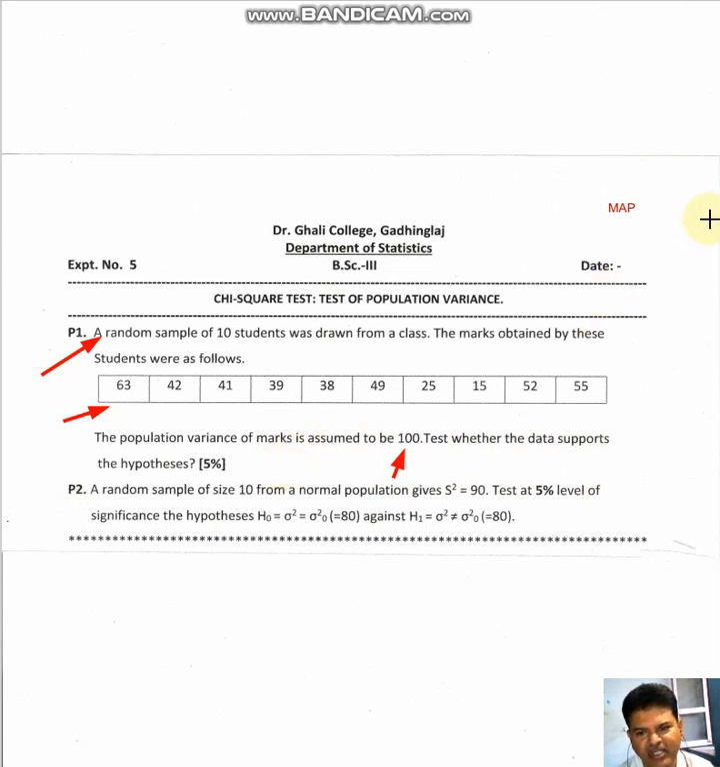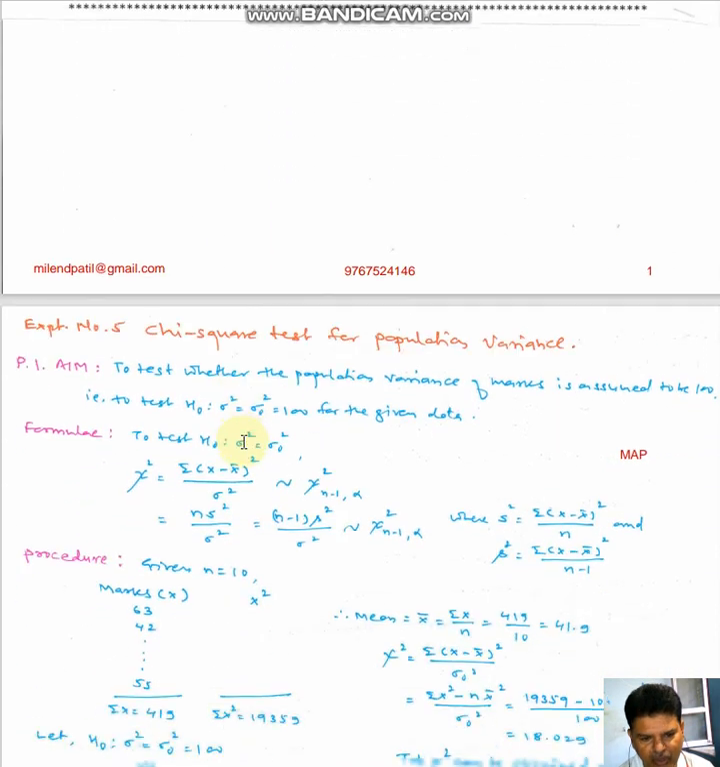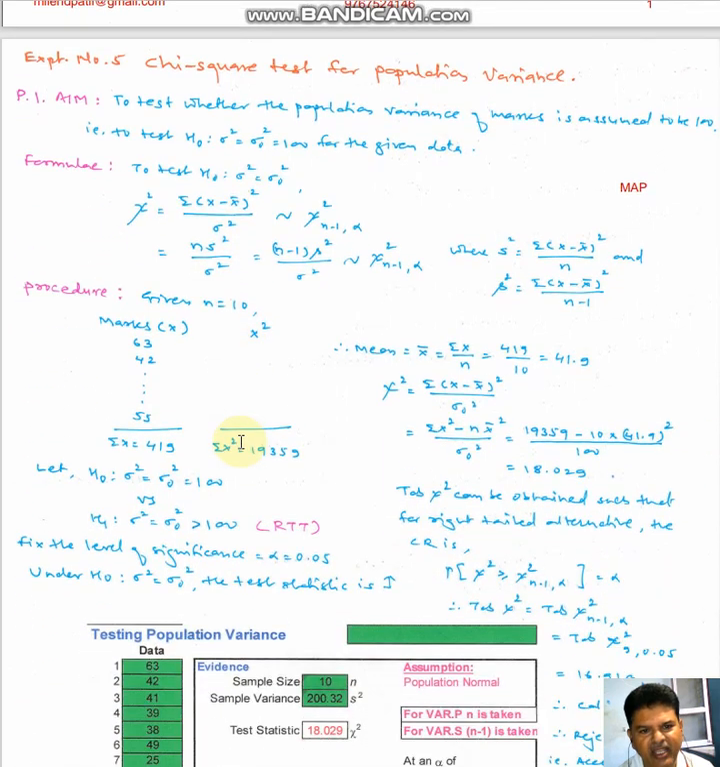So how to solve this example? To solve this example, we use the same procedure that we have used previously. What is the aim? To test whether the population variance of marks is assumed to be 100. Means we are testing variance. H naught is sigma square equal to sigma naught square equal to 100 for the given data.